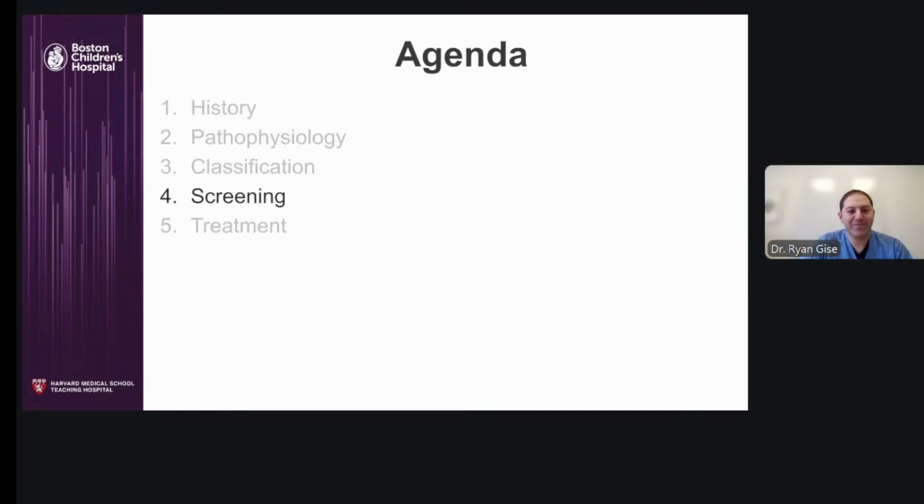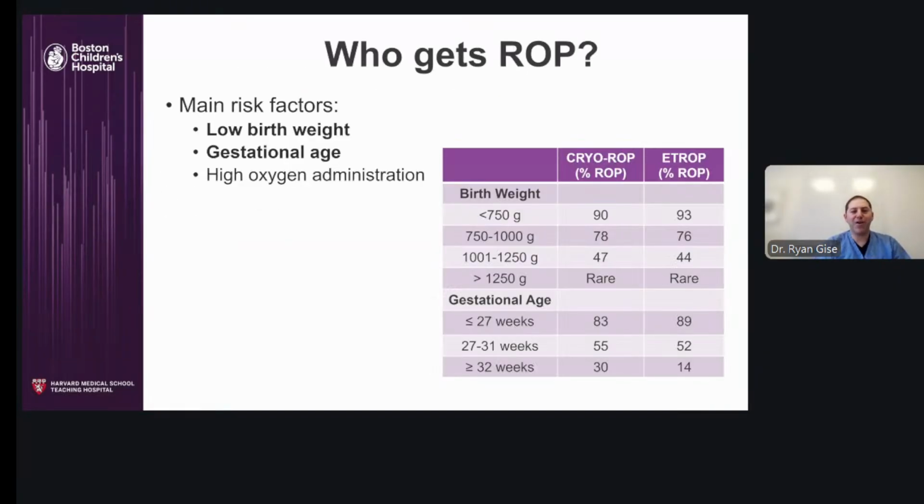So screening. Who gets ROP? The two main factors for getting ROP that we've discovered are low birth weight and low gestational age. If you look at the cryo ROP study and the ET ROP study, the percentage of babies that got ROP was much higher the lower the birth weight was, and much higher the lower the gestational age was.